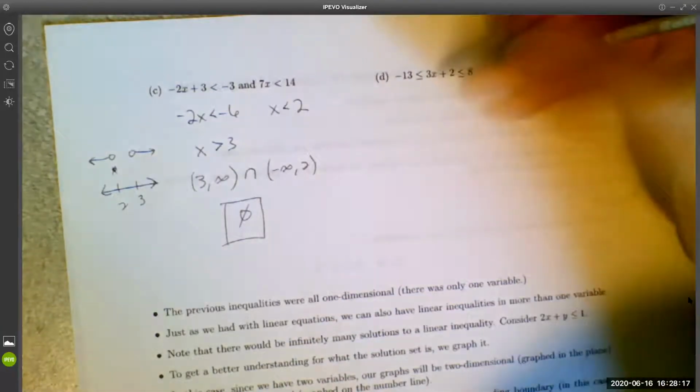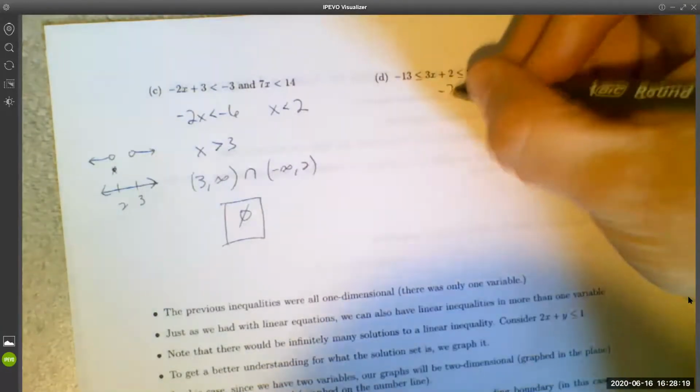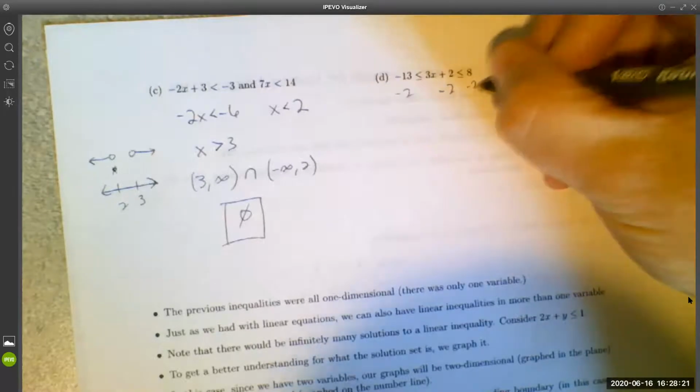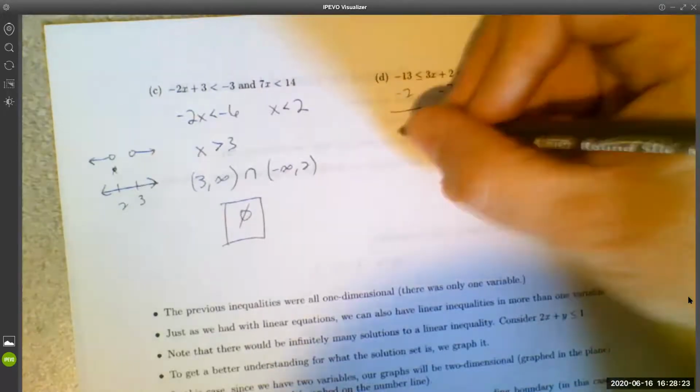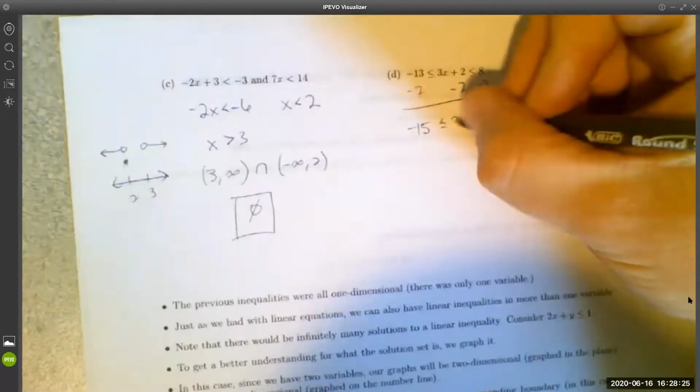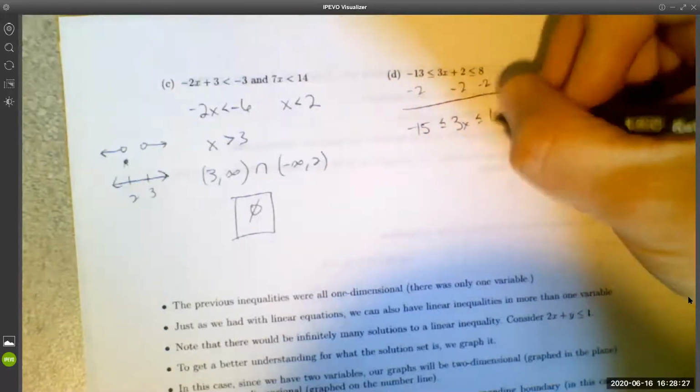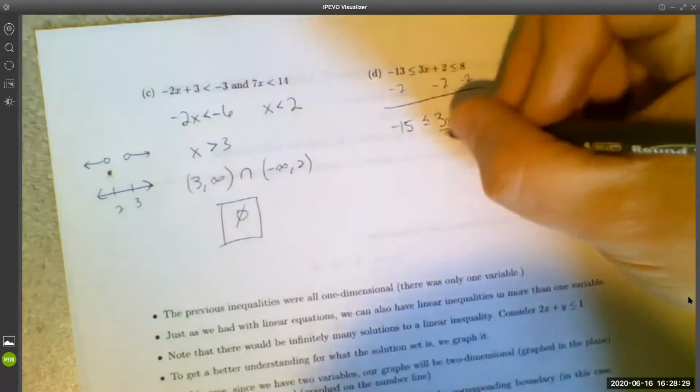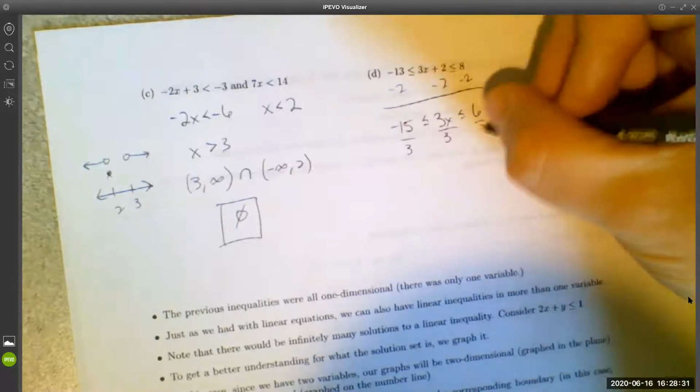So if I want to subtract 2 to solve for x, I can do that as long as I do it everywhere, right? And then if I want to divide by 3, once again, that's legal, as long as I do it everywhere.